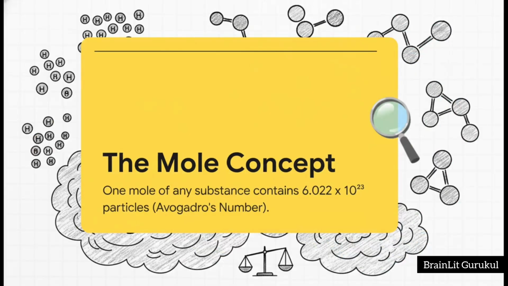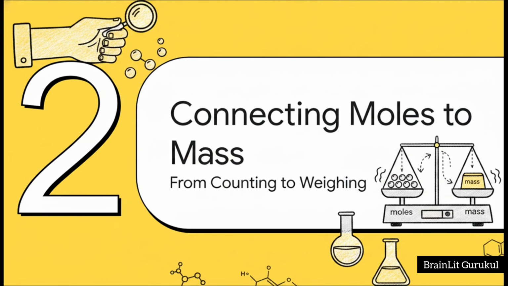So here's the main takeaway. A mole is just our standard unit for counting particles. 1 mole of anything, whether it's hydrogen atoms, water molecules, or sugar crystals, is always 6.022 times 10 to the 23rd particles. And you know what? That consistency is its superpower. But let's be real, we can't count individual atoms. It's not practical. What we can do, though, is weigh things.